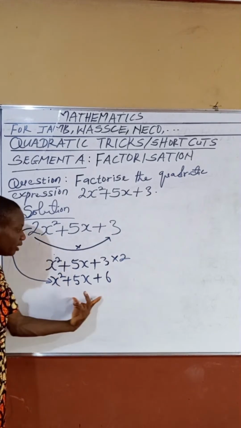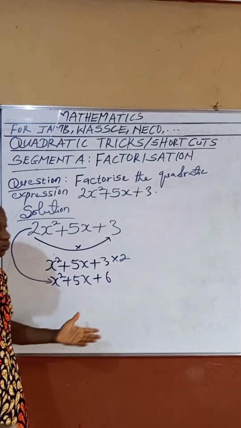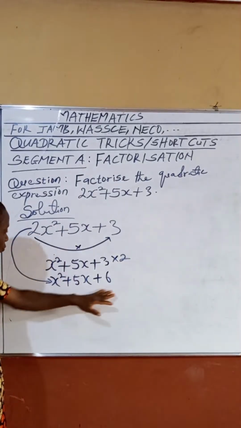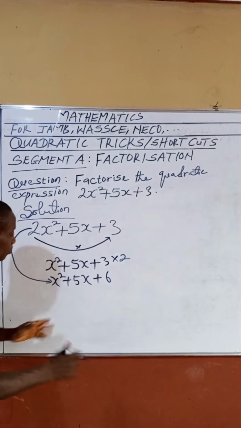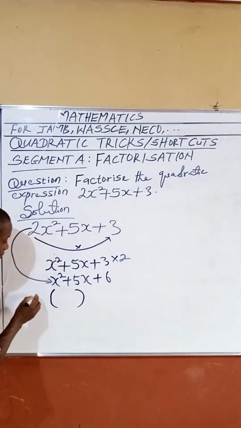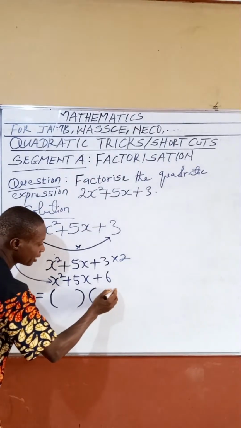Now, this method is not usually common in schools. I don't know why they don't teach us, but this is how to transform it so that we can get used to it. Okay. Now we proceed to the next phase. It's very easy. The next phase is to just draw two brackets like this.